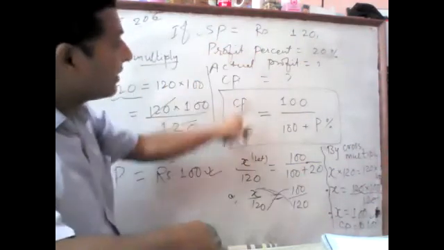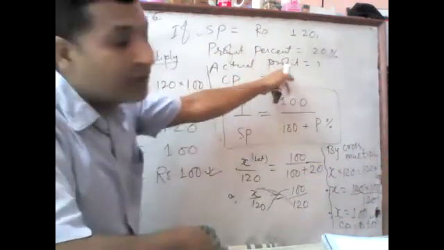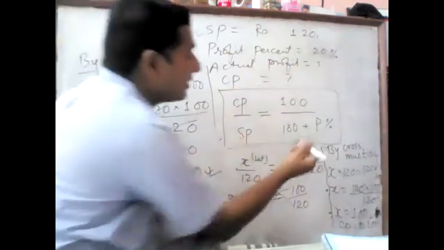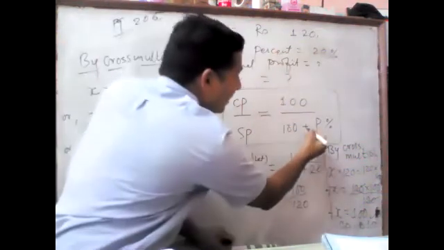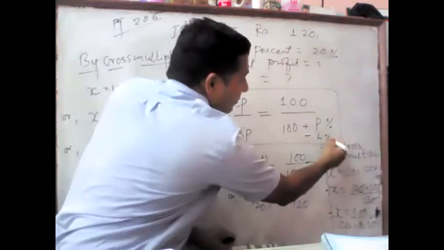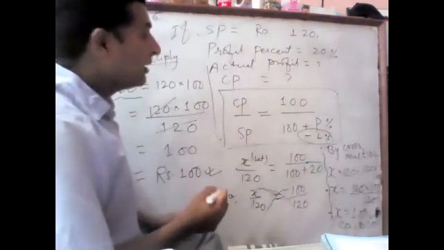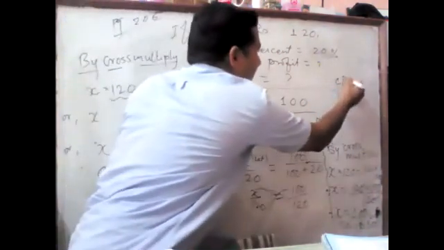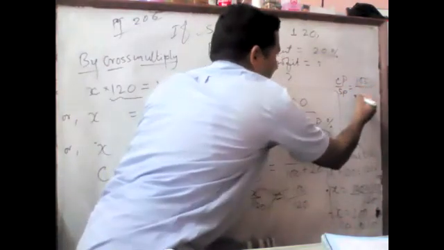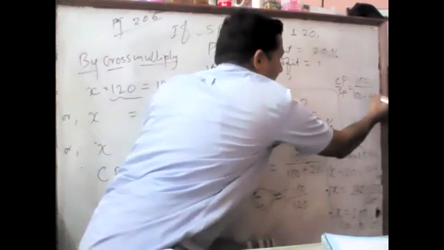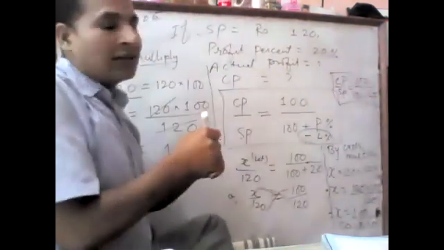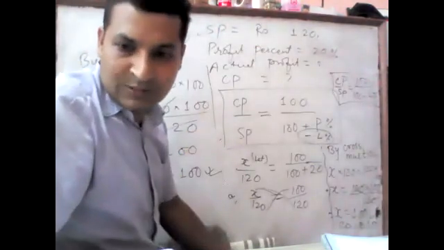So in this case, we can connect this SP and profit or loss with CP with such a formula. And in case of loss, instead of plus profit percent, we can take minus loss percent and make another formula, and that formula will be like this: CP by SP equal to 100 upon 100 minus loss percentage. Like this, we can connect CP, SP and loss percentage.